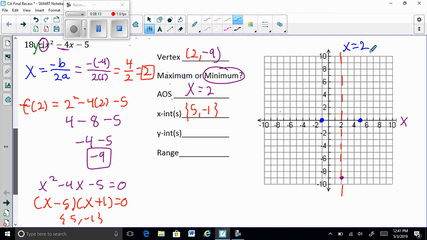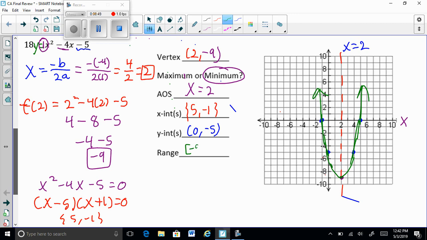Okay, so now the y-intercept's super easy, because if you let x equal 0, then it's going to simplify just to negative 5 right there. So that's what it simplifies to when you let x equal 0. So let's see right here. Then we can go ahead and reflect it across over here. All right, now we'll go ahead and draw this parabola opening up. There we go.